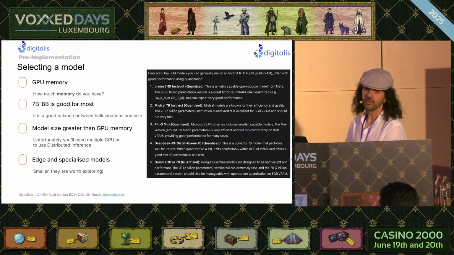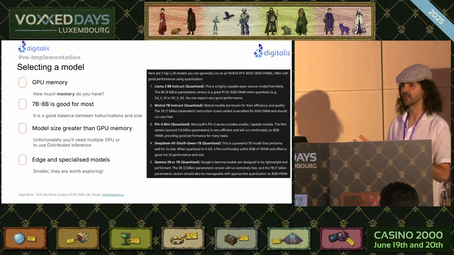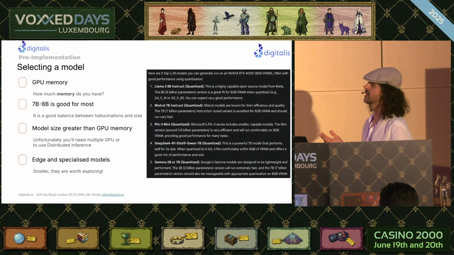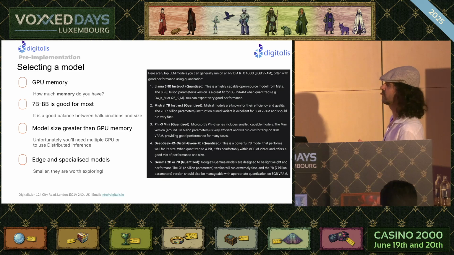There are loads of open source models you can use. I just selected a few of the most well-known. But the most important part for selecting a model is size. Between 7 and 8 billion parameters is more than enough for most companies, for most people training their own data. They will give you a good balance between not too many hallucinations and being able to process your data and record it and obtain it easily.